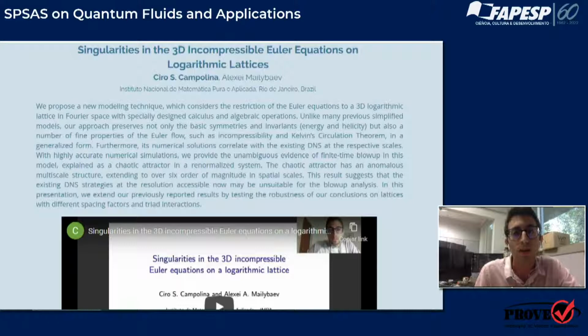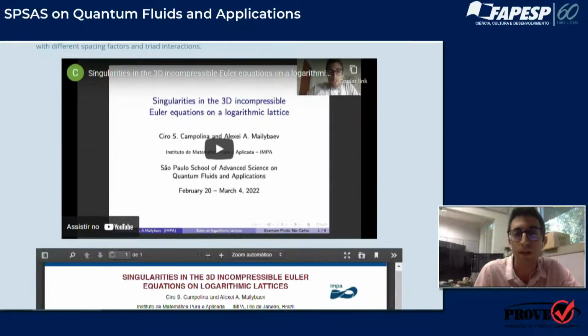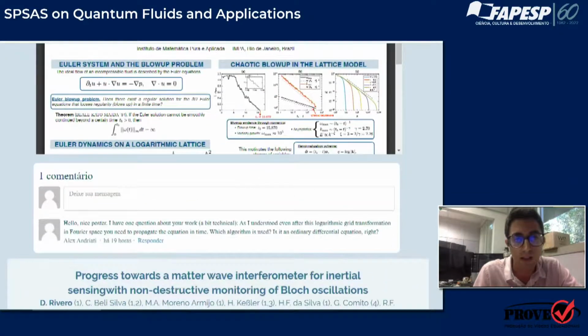Well, this is a numerical integration, and the question left by Alex Andreatti concerns exactly the evolution in time. So he says, as I understood, even after this logarithmic grid transformation in Fourier space, you need to propagate the equation in time. Yes, it is right. The Fourier transformation is applied on space variables, so we still have time evolution. And he asks, which algorithm is used? Is it an ordinary differential equation, right?